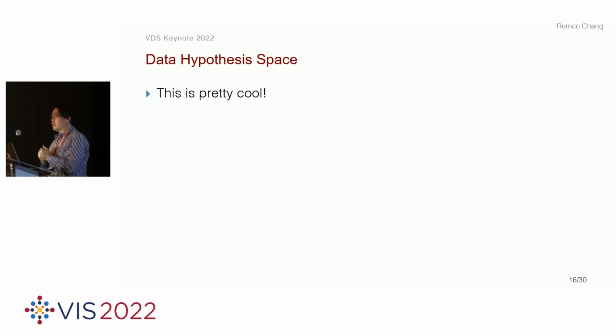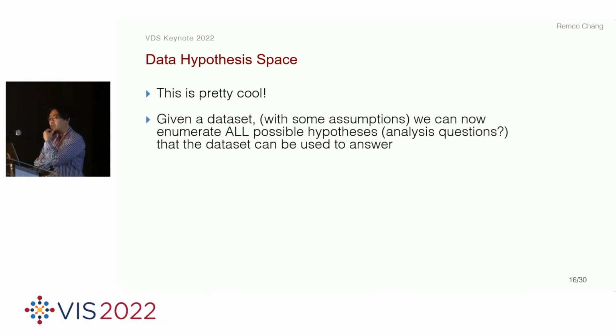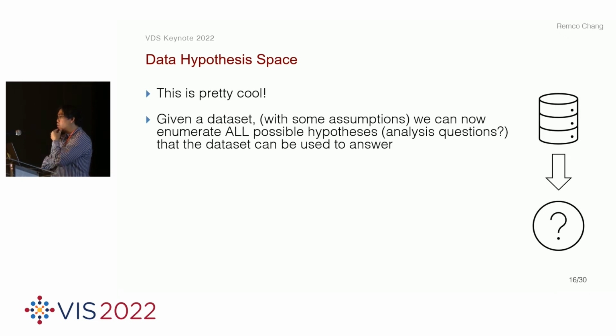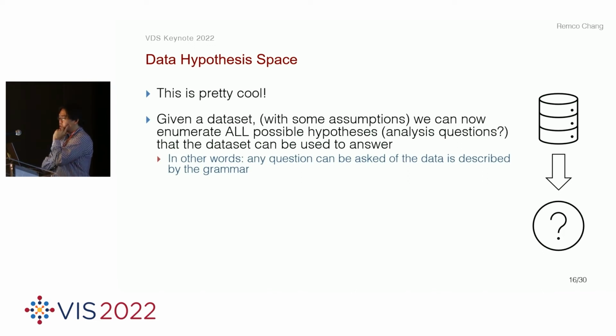Okay, so this is pretty cool already. Now we have this notion that given a data set with some assumptions, we can enumerate all possible hypotheses, or analysis questions maybe, that a data set can be used to answer. And so we're transforming the notion of a set of data to thinking about it in terms of a list of questions or hypotheses. So in other words, any question or any hypothesis that can be asked of the data is already described by this grammar. I think that's pretty cool.